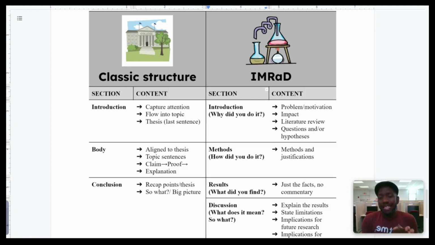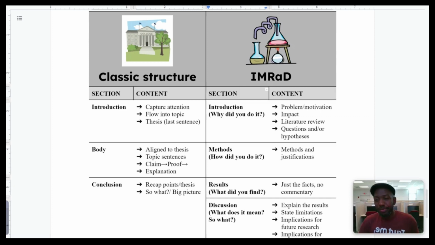If you are not in the sciences, and I mean the hard sciences, the physical sciences, then more than likely you're not going to be doing any IMRAD structure papers. I'll still go over those IMRAD structures, but if you're in the hard sciences or even in graduate school, you'll be using the IMRAD. For everyone else who's not actually performing any research, you're going to be using the classic structure. I'll go through each.